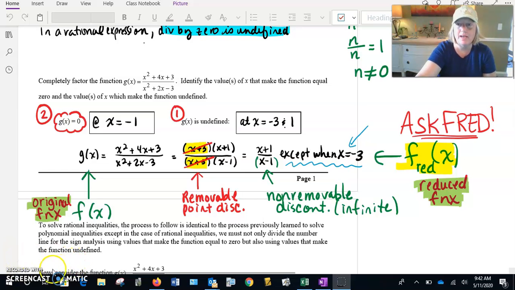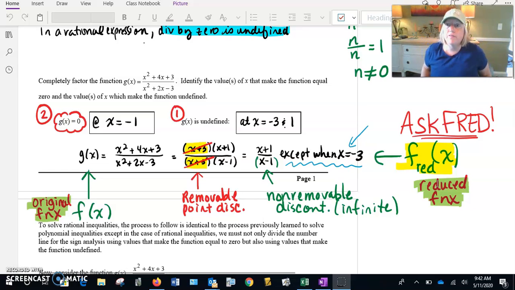I was talking about how I call this original function f of x in general, even though we named this one g of x. It only really works if it's f of x, but you can get the idea. There's the original function, and then over here, after you simplify, it's the reduced function. I have a tendency to call the reduced function Fred.